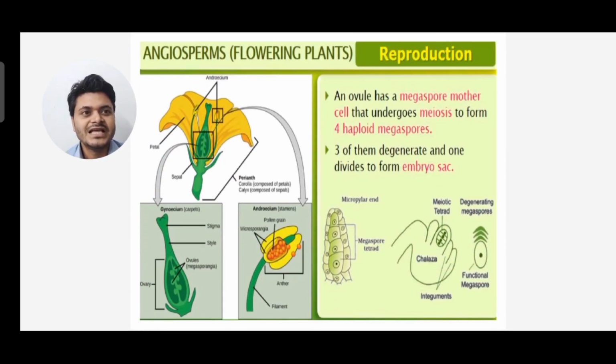An ovule has a megaspore mother cell that undergoes meiosis to form 4 haploid megaspores. Out of the 4 haploid megaspores, 3 degenerate and 1 divides to form the embryo sac. So you can see the micropyle and megaspore tetrads.